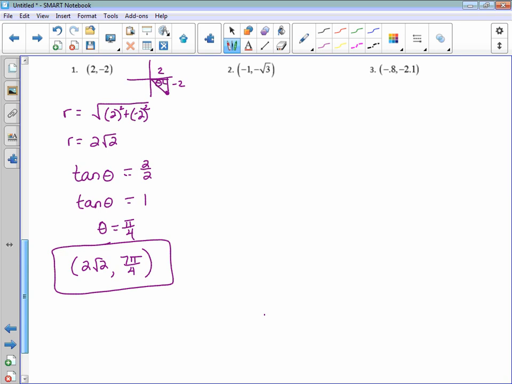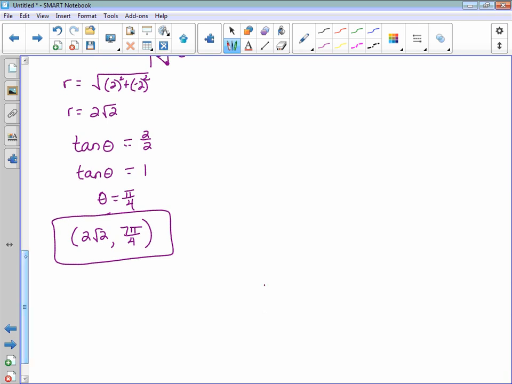Every time we find the distance is always positive, right? Yeah, R is always good. Well, let's think about it. Couldn't I also say this is -2 root 2 and 3 pi over 4? Or -2 root 2 and -5 pi over 4? Or 2 root 2 and -pi over 4? I know, now I'm messing with you. Those are all the same point in the polar graph.